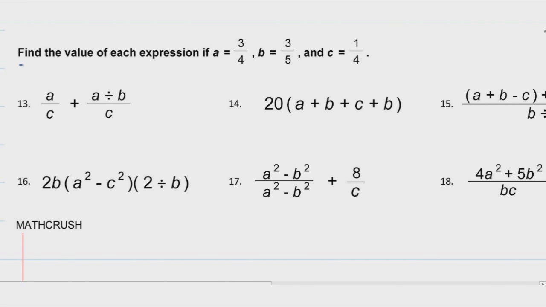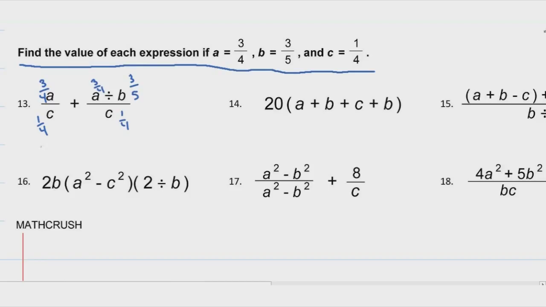The directions say, find the value of each expression if A equals 3/4, B equals 3/5, and C equals 1/4. We have fractions in the problems and exponents. That's crazy! Let's look at problem 13 first, and then we'll go from there. Problem 13. You're going to have A is 3/4, and C is 1/4. And then over here, you're going to have A, which is 3/4, divided by B, which is 3/5, over C, which is 1/4.